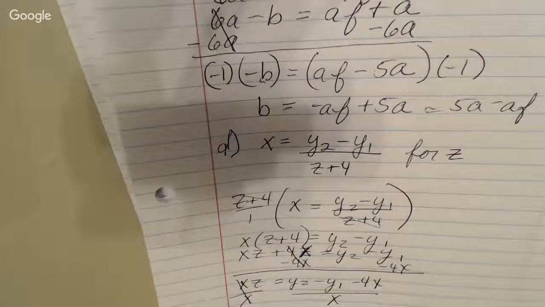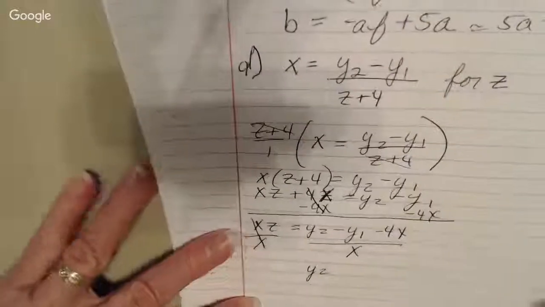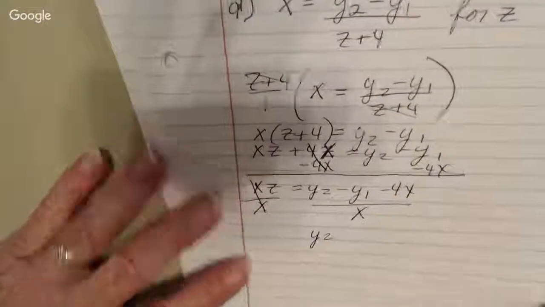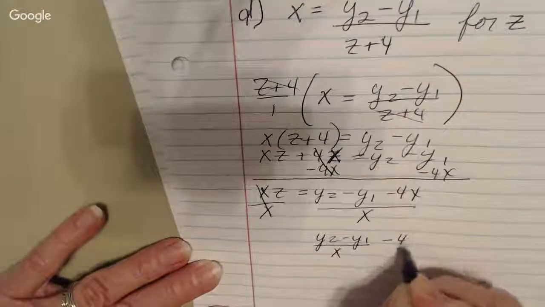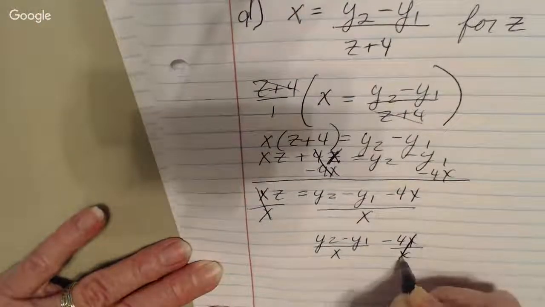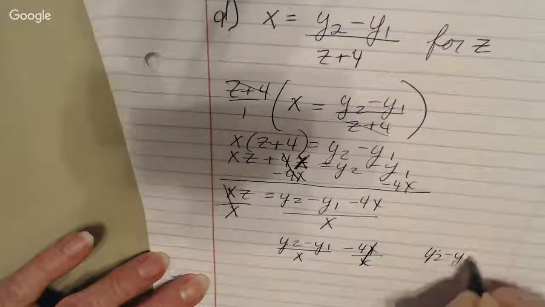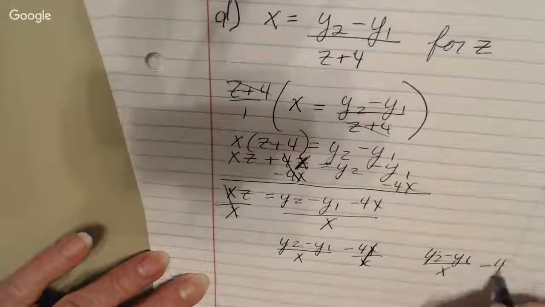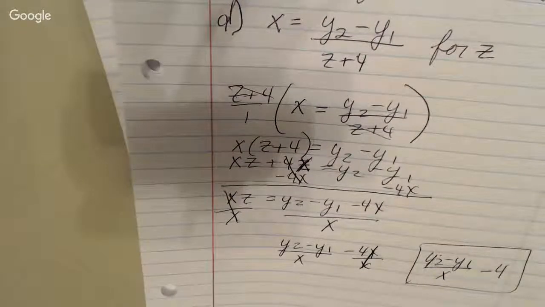You can actually separate this, because it is what they do here in the answer key, and this is 4x over x, and then the x cancels. So you end up getting y2 minus y1 over x minus 4 as your answer. Okay, so that takes care of number 1.